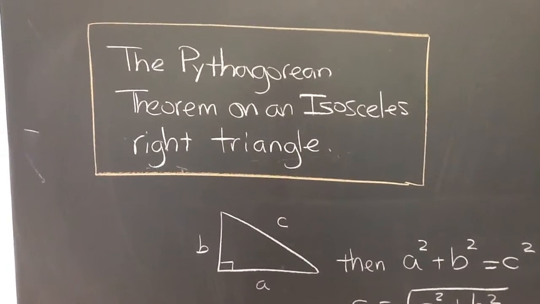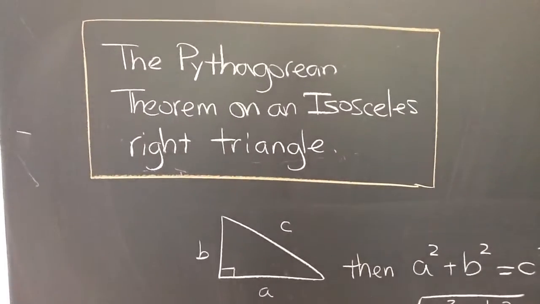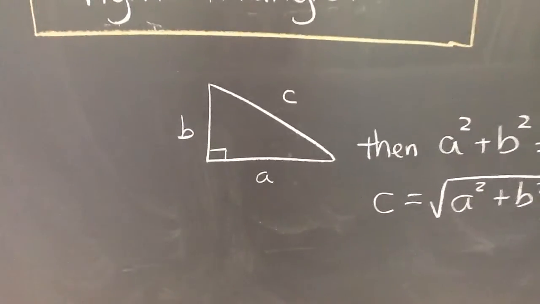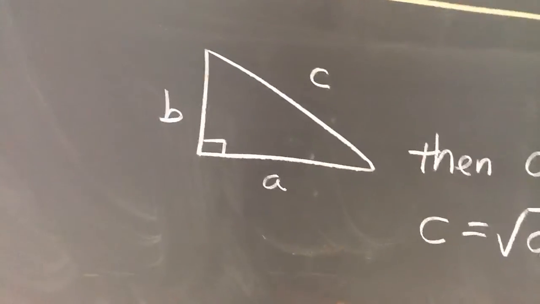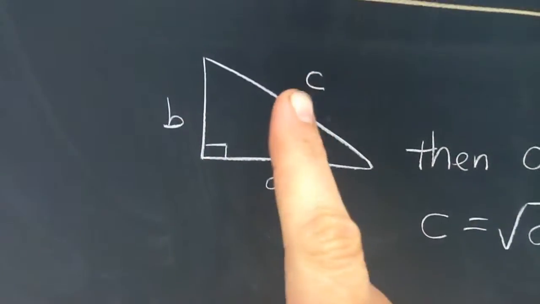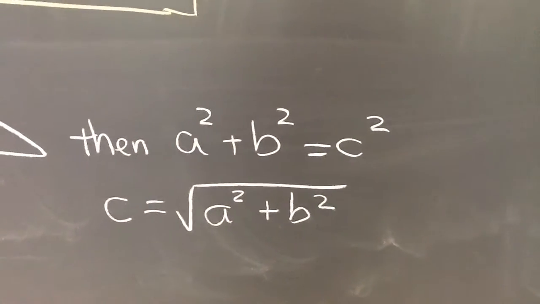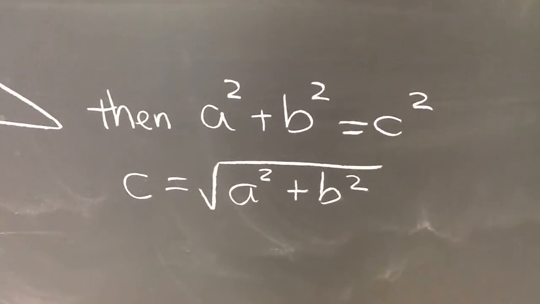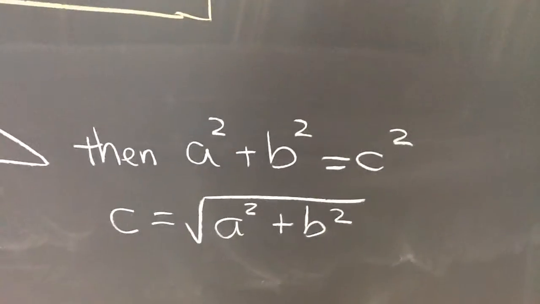Let's look at a very special case of the Pythagorean theorem on an isosceles right triangle. First, the Pythagorean theorem says this: if you have a right triangle with side lengths a and b and hypotenuse c, then a squared plus b squared will equal c squared. To calculate c, you take the square root of a squared plus b squared.